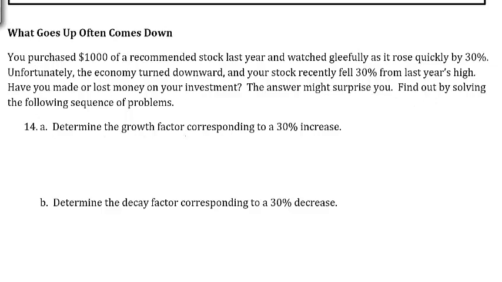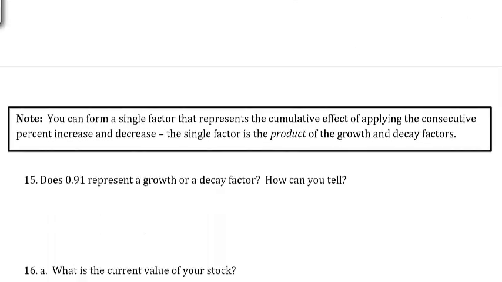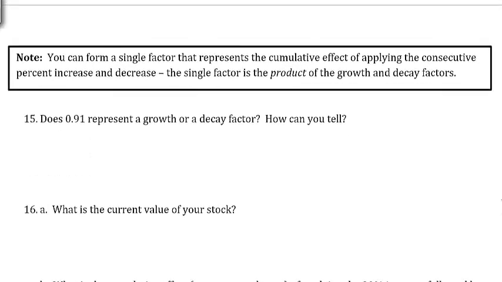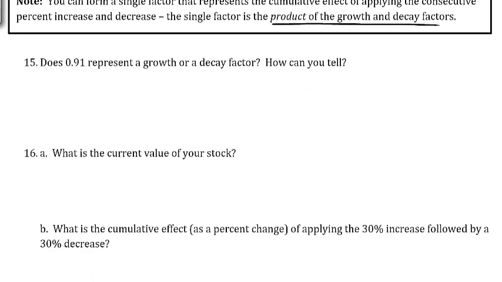First, determine the growth factor corresponding to a 30% increase. That would be 1.3. Determine the decay factor corresponding to a 30% decrease. Decay factor there would be 0.7. And we can form a single factor that represents a cumulative effect by applying the consecutive percent increase and decrease. The single factor is the product, again, of the growth and decay factors.